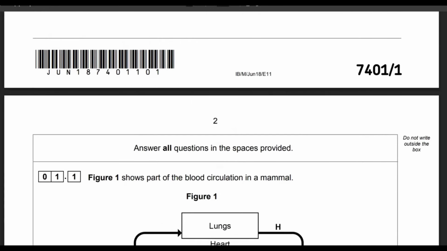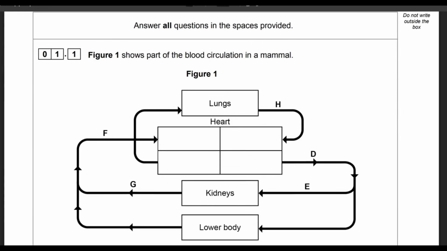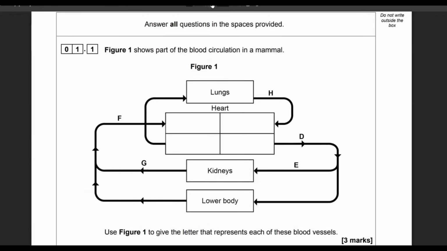I recommend that you pause the video at the start of each question, grab a pen, grab a piece of paper, have a go at the question, make your revision active. You won't learn best with passive learning. Make your revision active, have a go at the question, then unpause the video and watch me go through the explanation. All right, let's go.